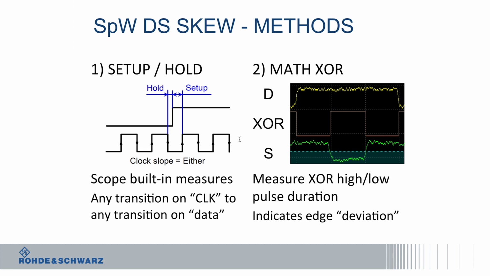In this work, two methods were used in order to do that. One that we call setup and hold, and the other one we call Math XOR. Setup and hold uses the scope's between measurements. So you have something that you define as a clock, and the scope will measure the setup for another signal and the hold for the same other signal.